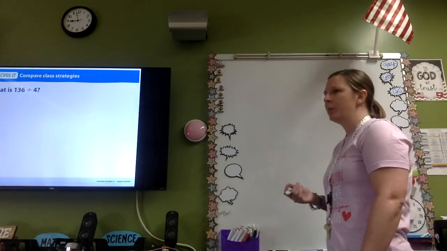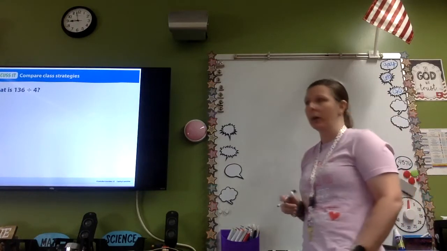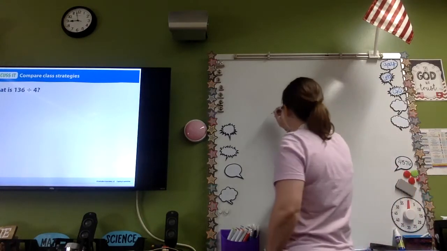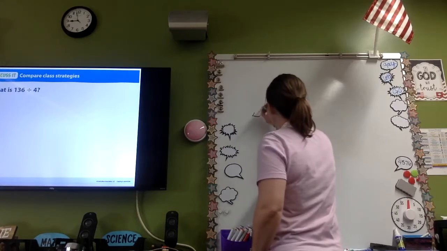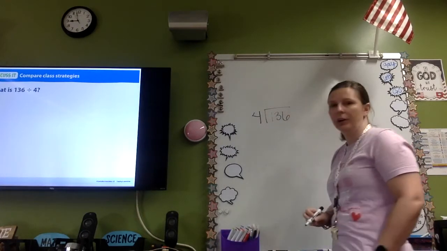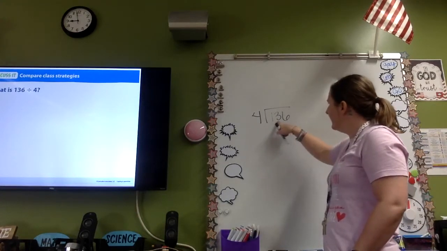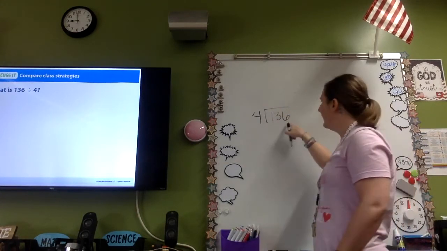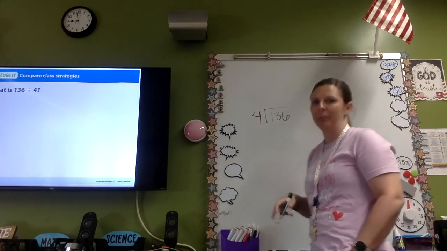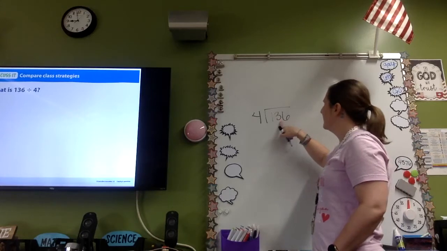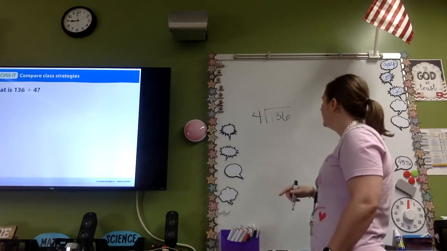The first problem we have is 136 divided by 4. I'm going to set that up in the standard long division method. So I have 136 underneath my house, and then I have 4 on the outside of my house. That's what I'm dividing by. So 136 is being divided by 4.